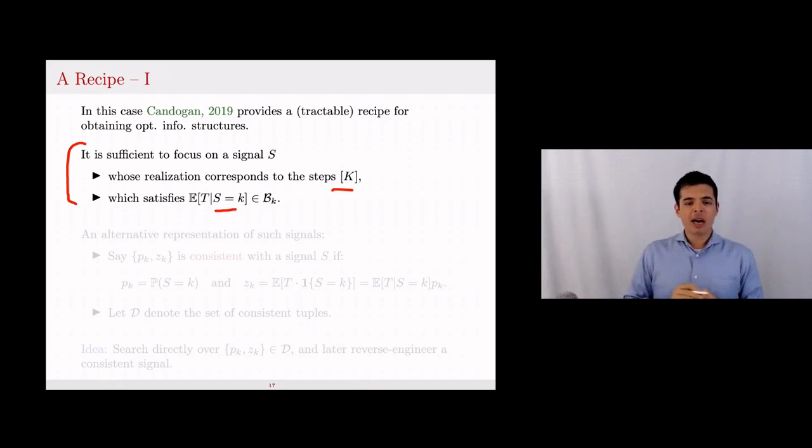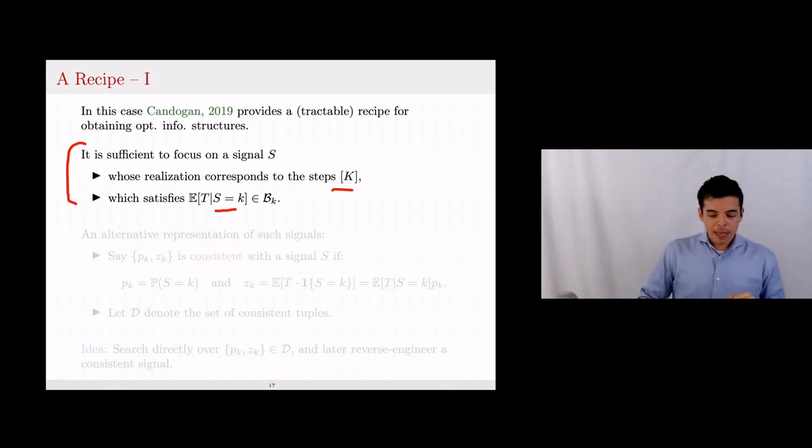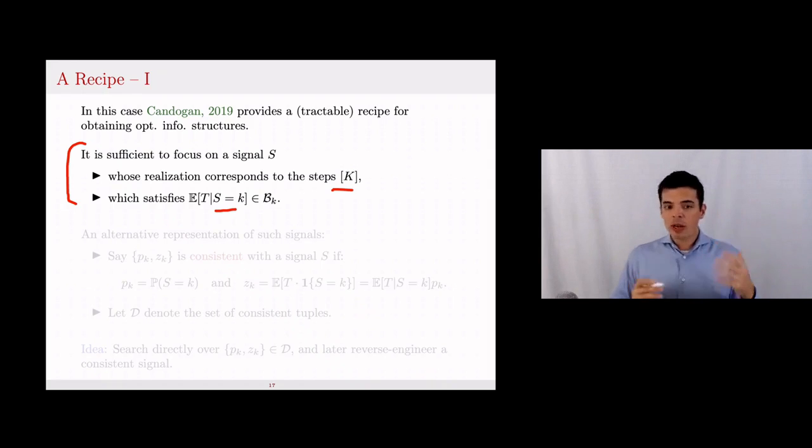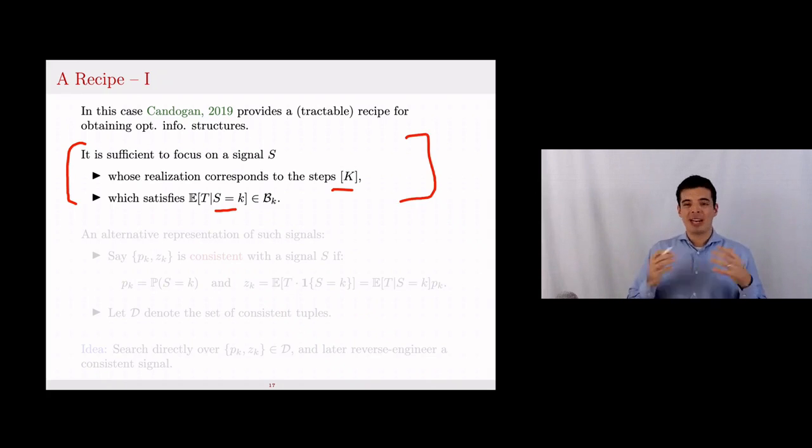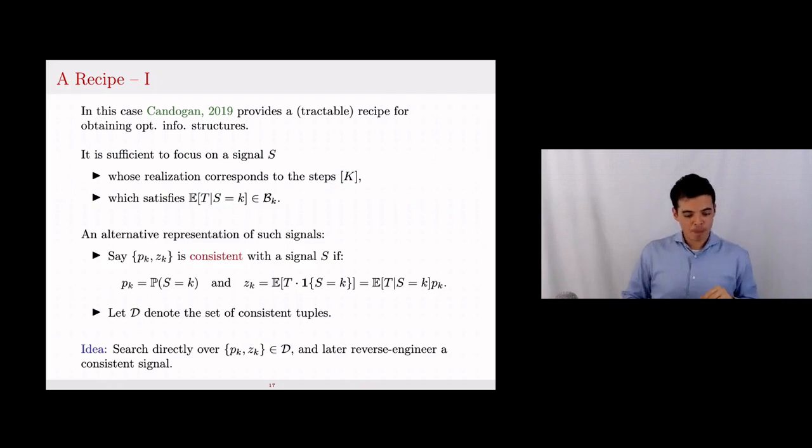This result is very similar to the straightforwardness result that we discussed earlier, and I'm not going to detail that, but it is a structural property of the signals. It's a special class of signals that you can restrict attention to without loss of optimality. Now, we still need to figure out how to search over this class of signals, how to search over signals that belong to this class in a way that maximizes the designer's payoff. A priori, it's not clear.